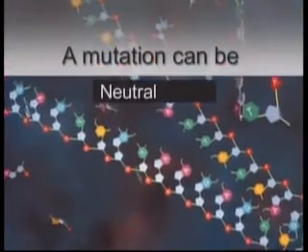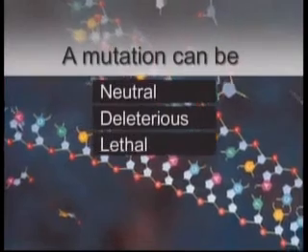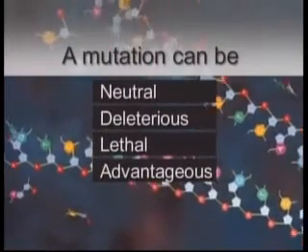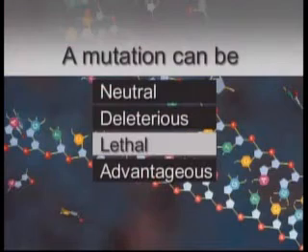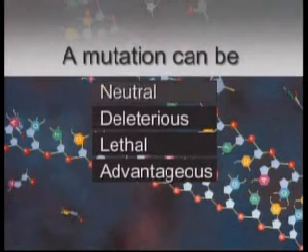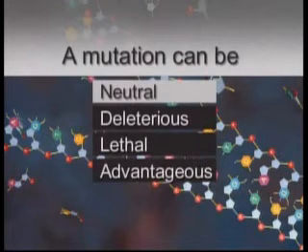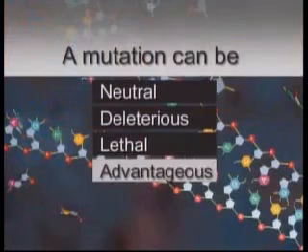A mutation can be neutral, deleterious, lethal, or advantageous. If a mutation is deleterious, it will hinder the ability of the organism to survive and reproduce. Similar for lethal, except that in that case, the organism can't survive at all. If a mutation is neutral, it has no effect on its ability to survive or reproduce. If a mutation is advantageous, it confers a bonus for its survival, so its fitness is elevated.